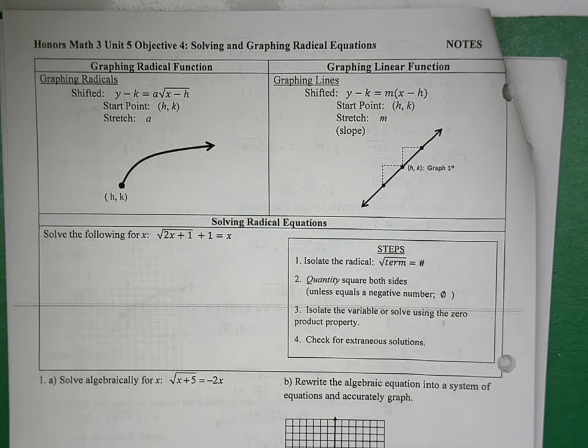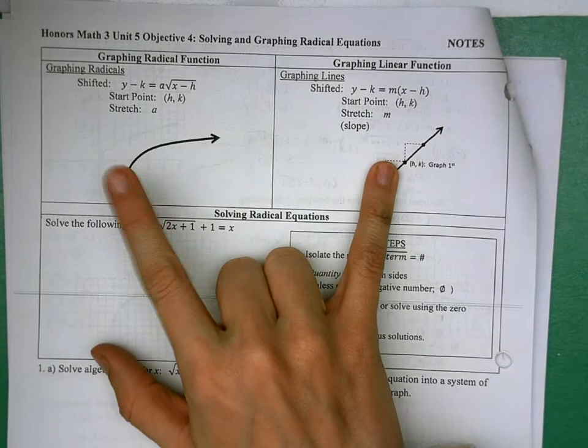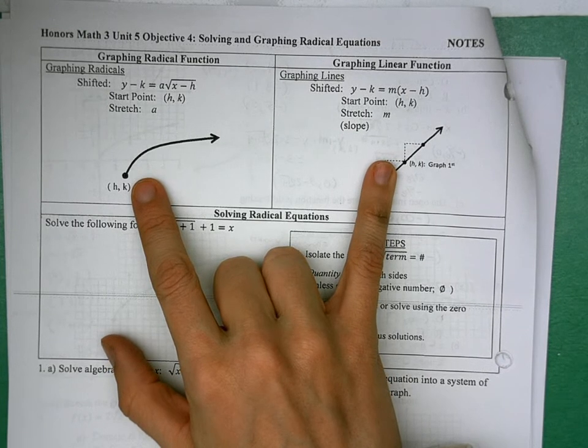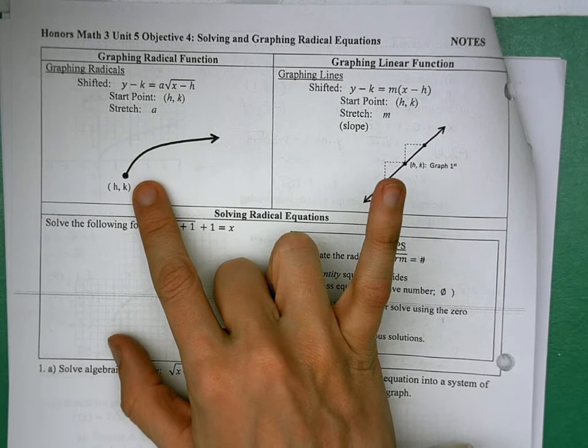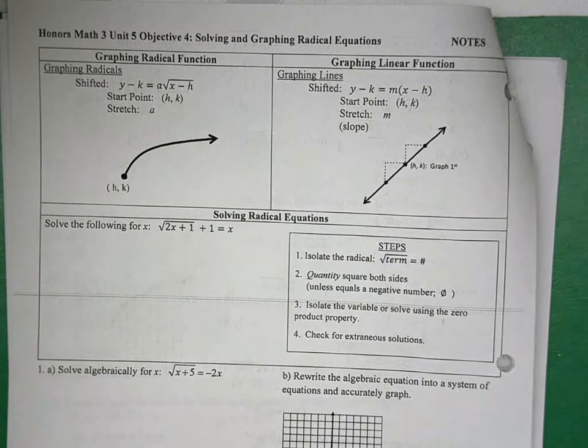Okay, Unit 5, Objective 4, we look at solving radical equations, and we look at doing that algebraically as well as graphically. So there are two little review boxes here just to make sure we remember how to graph radicals. If you want a video explaining how to graph radicals, look at Unit 5, Objective 3. And then we looked at graphing lines, which we've been doing for ages.